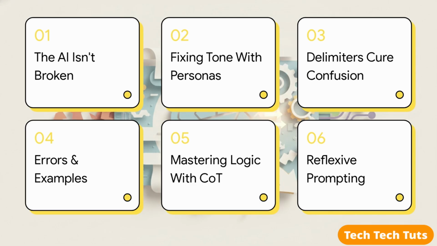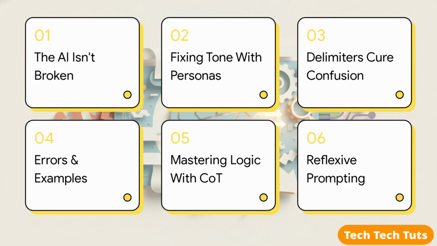Here is the roadmap for this explainer. First, the AI isn't broken. Second, fixing tone with personas. Third, curing confusion using delimiters. Fourth, solving errors with examples. Fifth, mastering logic with COT. And finally, responsible and reflexive prompting.